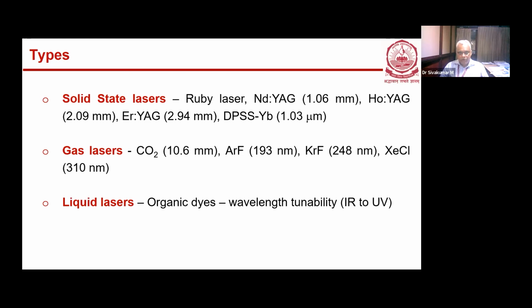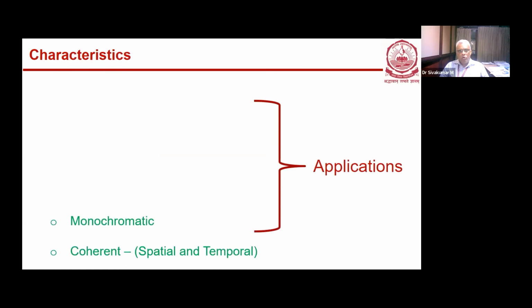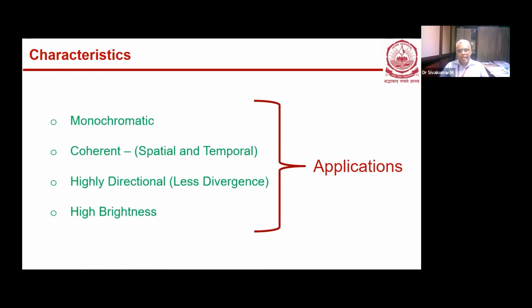And there are liquid lasers. Even organic dyes can be useful. Even laser shows use these liquid lasers. So these are the various types of lasers that people are using for research and for other applications also. Now, how can these lasers be useful for applications? The main objective is how these lasers can be useful for several applications. In order to understand the applications, we need to understand the characteristics of lasers.